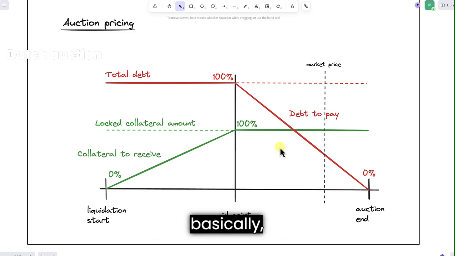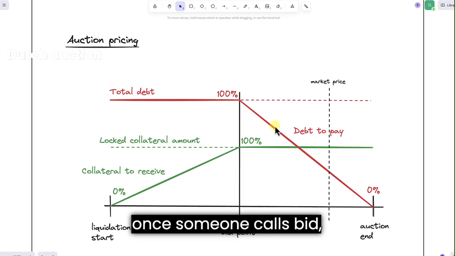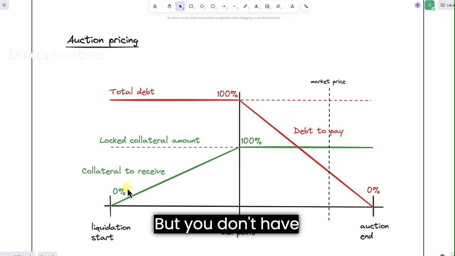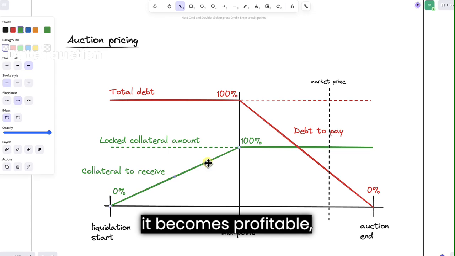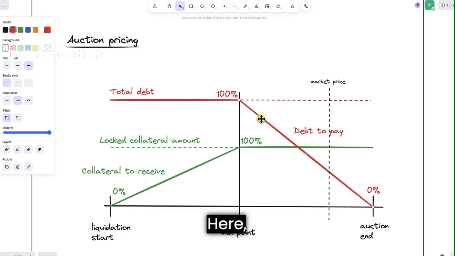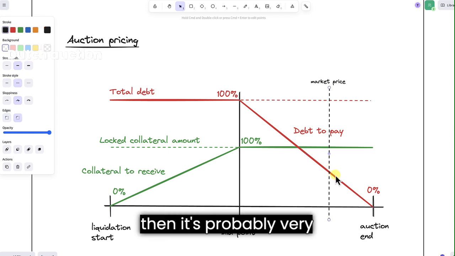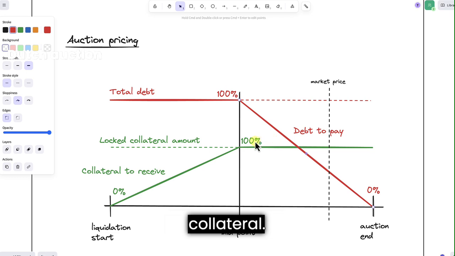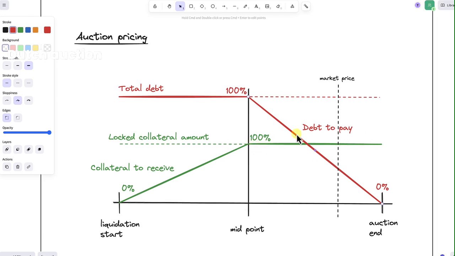Thanks. Basically, once someone calls bid, that's it. The auction is done. But you don't have an incentive to call bid at the beginning of the auction because you will just pay all the debt and get a very small amount of collateral. So when, let's say, at this point it becomes profitable, then you will call bid and you will get the collateral and pay the debt. Here, if no one has called until now, then it's probably very profitable. So you can basically call the bid function and get very discounted collateral because you pay less of the debt and you get all the collateral. So yeah, it's a very interesting pricing.